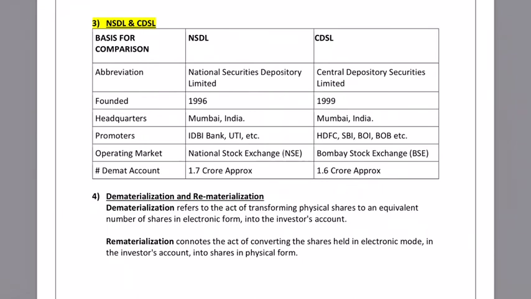Rematerialization is an act of converting the shares. It is the opposite of dematerialization. Whatever shares you have in electronic form in the investor's account are converted into physical form. There is no restriction on trading in physical shares, but it is not done very commonly, though there are occasions where physical shares are used. So dematerialization is converting shares into electronic form, and rematerialization is going from electronic form to actually issuing a hard copy of the shares.